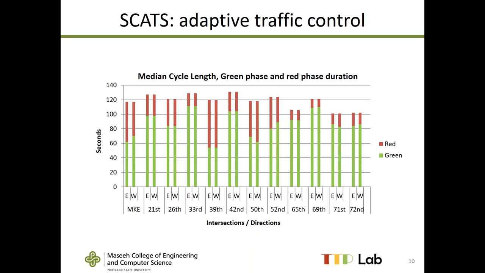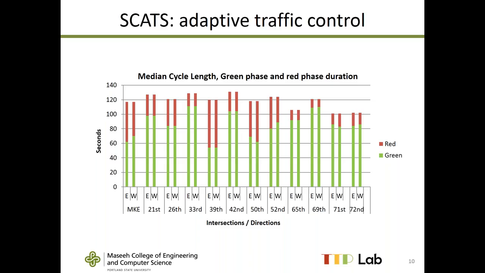A little bit more about the corridor and the traffic controllers. Something that is a bit unique about this corridor is that SCATS was implemented. SCATS is an adaptive traffic control system. Instead of each intersection working on its own or with time of day plans, SCATS looks at the whole corridor and tries to optimize signal timing and phasing to provide better performance for the whole corridor. So it's a more advanced way of looking at traffic control at the corridor level. And one thing about adaptive traffic control is that the median cycle length and the green phase and red phase duration may change by time of day and by direction.